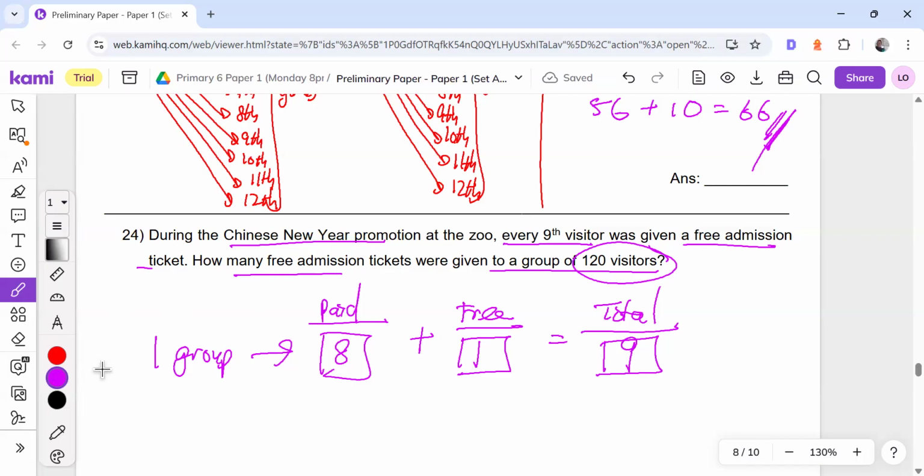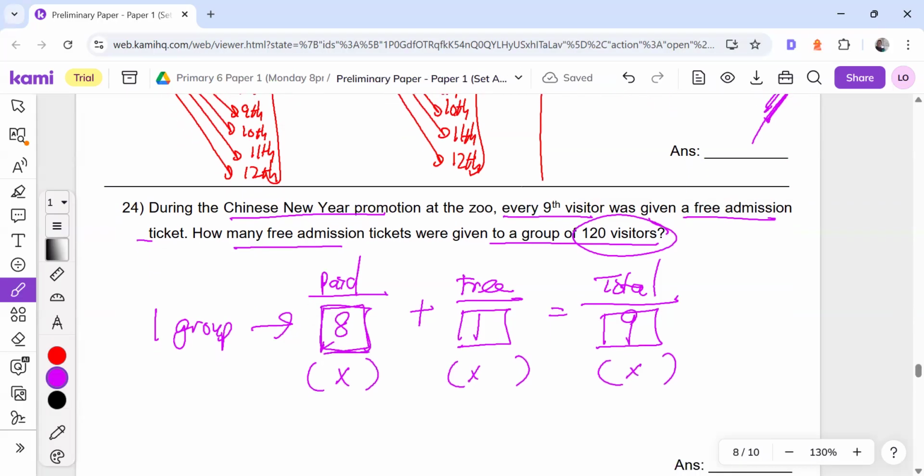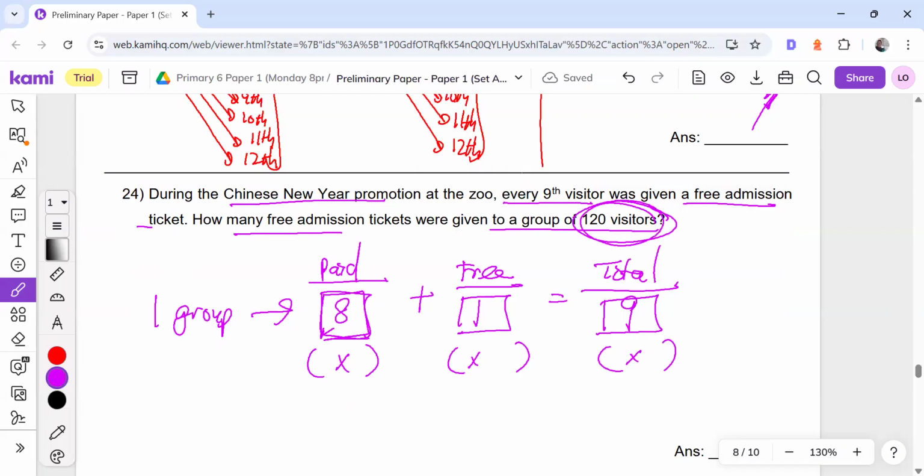Once you make one group already, there's also a bracket. The bracket means how much. But is there how much money inside here? Don't have. So we can ignore the bracket. What do you put in the box? In the box, you put how many tickets. How many groups make up 120 visitors? Then you take 120, divide by 9 to get how many groups. So if you do your dividing, 120 divided by 9, 1 times 9, then 3, then 0, then 3 times 9 is 27.